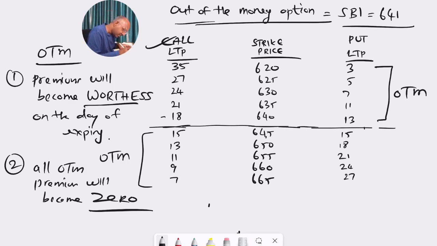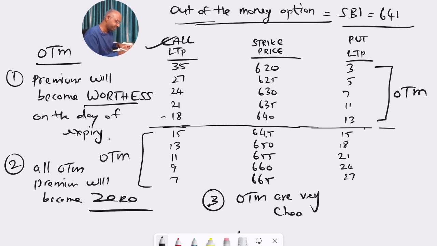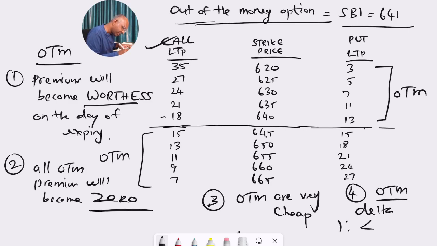Now since out of the money premiums don't have an intrinsic value, they are very cheap to buy. Likewise, out of the money premiums have a delta of 1 is to less than or equal to 0.25.